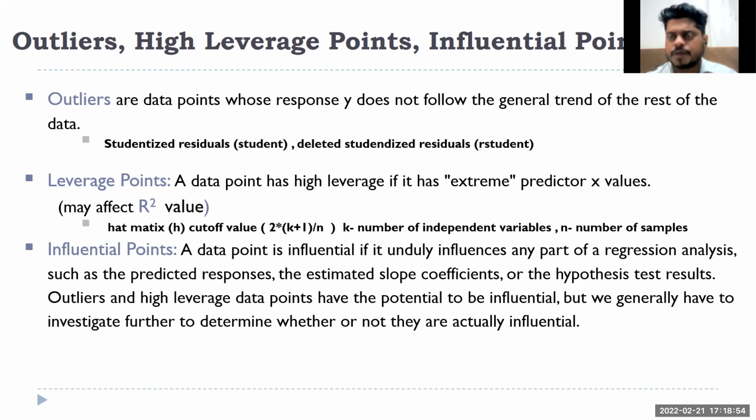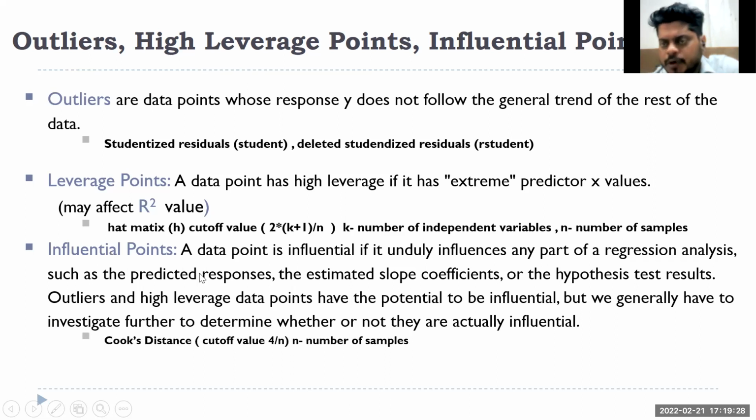So for each of those 16,000 observations, I'll find the hat matrix or H value. For those points which have a value greater than this cutoff value, right, I'll remove them and try to see whether those are high leverage points. So those points which have an H matrix or H value greater than 2 multiplied by k plus 1 divided by n, where k is the number of independent variables and n is the number of samples or number of data points.